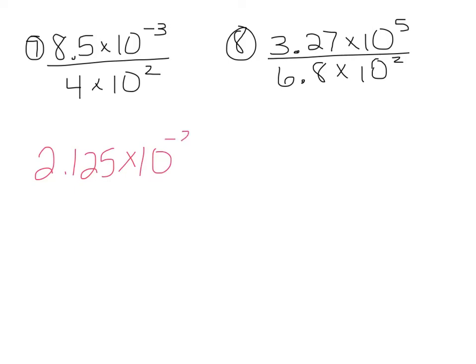So we're going to take negative 3 minus 2. We're not going to move them like we have in the past. So this is one where you actually have to remember to subtract. So that gives me 2.125 times 10 to the negative 3 minus 2 gives you negative 5. And there is your answer for that one.